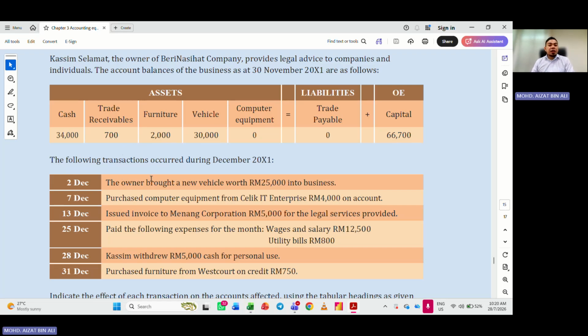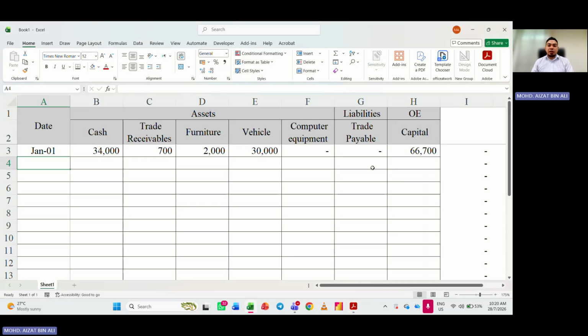On 2nd December, the owner brought a new vehicle worth 25,000 ringgit into the business. Whenever the owner of the business brings any assets into the business, those assets will be considered as capital. So in this case, this new vehicle will be the capital. So let's record this. Capital will be 25,000 ringgit and the asset is in the form of vehicle, 25,000 ringgit.